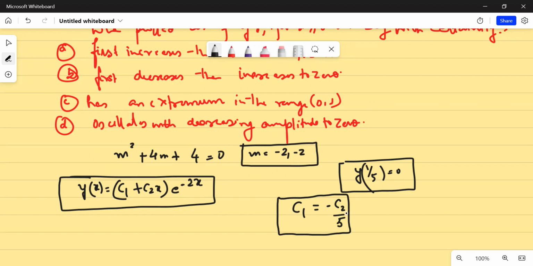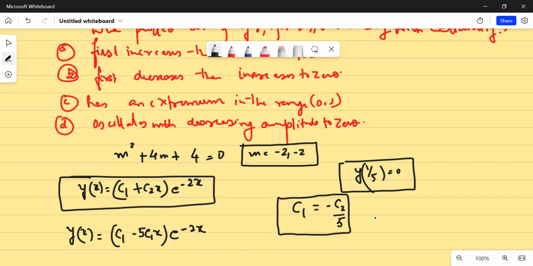Okay, or I can write my c2 as minus 5 c1 as well. So if I write y as a function of x, I will write (c1 minus 5 c1 x) e to the power -2x. I hope it is clear.